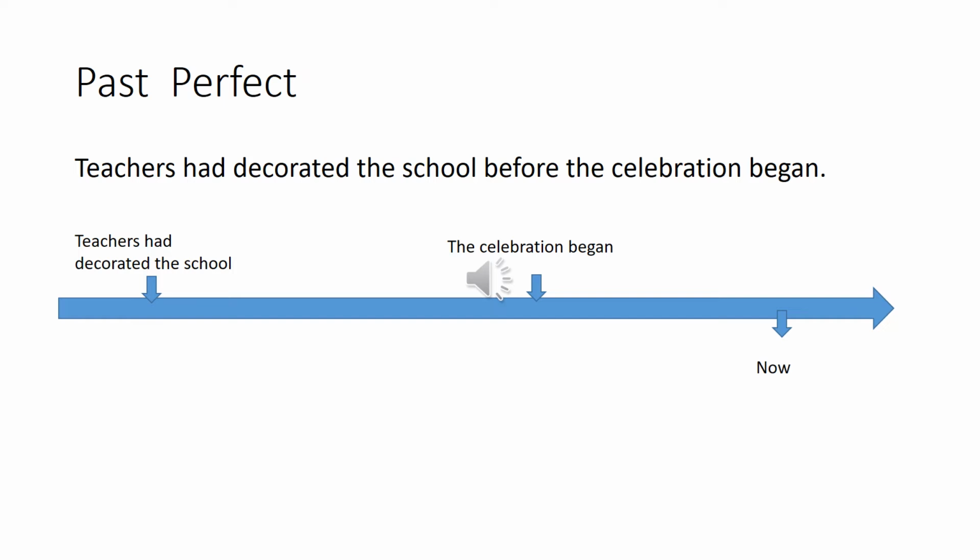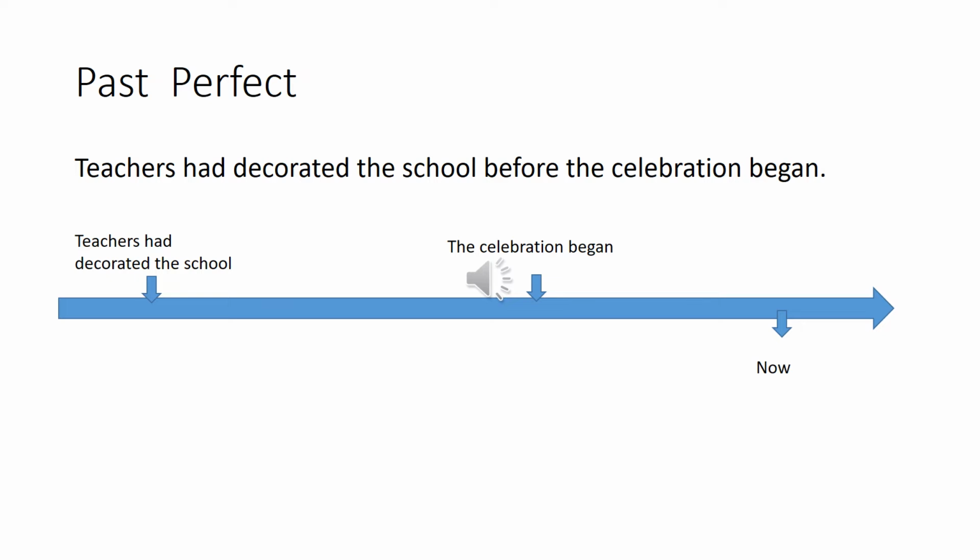See, I have given you another example here. Teachers had decorated the school before the celebration began. See, teachers decorated the school and the celebration began. These two past actions are there in front of us. I want to say, out of these two actions, what happened actually first? What happened first and what happened next? That's it. You can see here in the graphical representation, there's a time line with the arrow mark here.